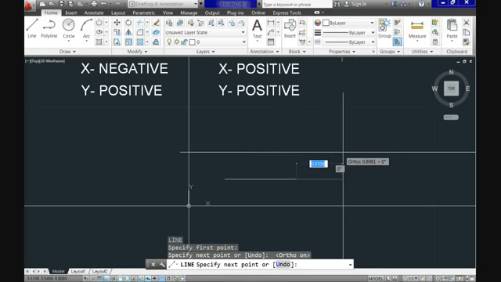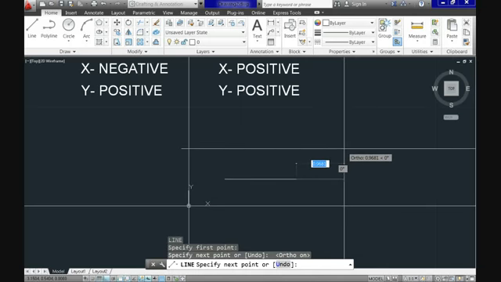The other system is the polar coordinate entry, and you only use it when you want to draw at a specific angle, let's say a 22 or 45 degree angle. So how do you do that? Well, first of all, you select, as you can see here, a specific length. Let's say in this case it was 2. And after that, look at the command line.